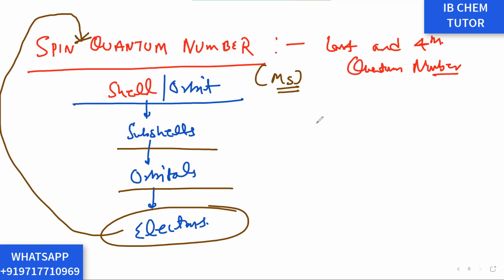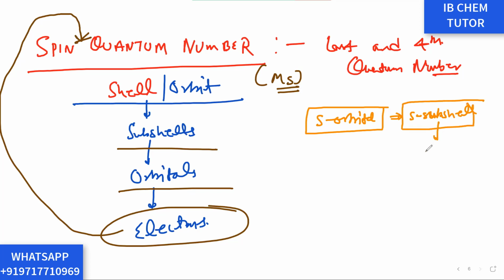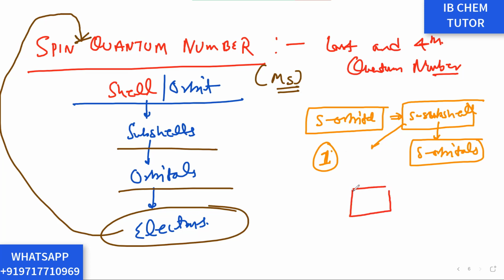So I told you that. So here, take an example. I am taking an example of s orbital. So s orbital will obviously be in the s subshell. So how many orbitals will the s subshell have? One orbital. Okay. So now when I make the orbital, it can be made like this.